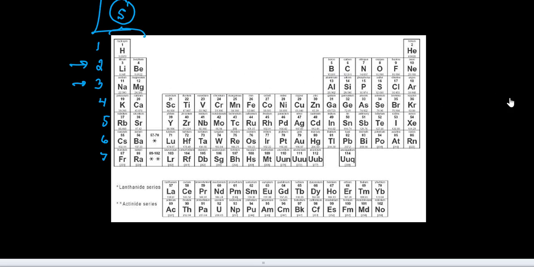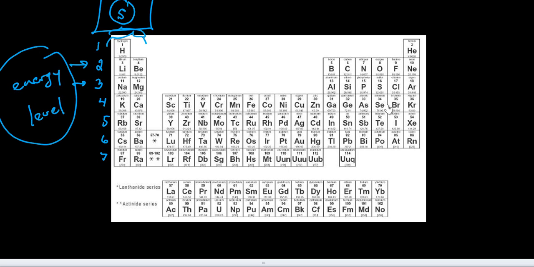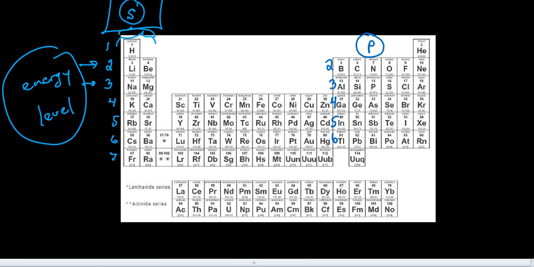Above the first 2 columns, label this as the S sublevel territory. The numbers you're putting along the edge represent the energy level. Similarly, mark your periodic table at 2, 3, 4, 5, and 6 as we go down, right next to boron, aluminum, and gallium. Right above this section, label this as the P sublevel section of the periodic table.